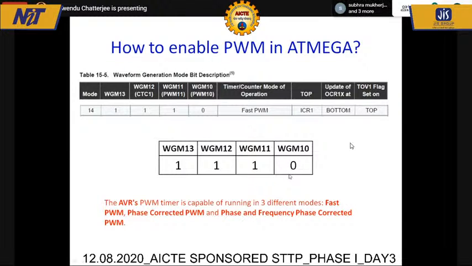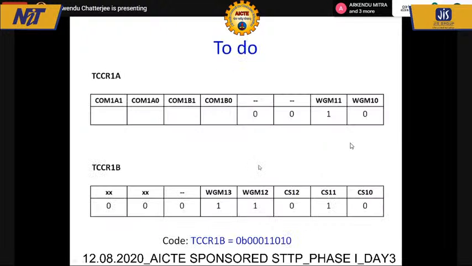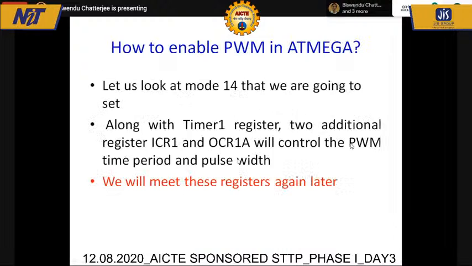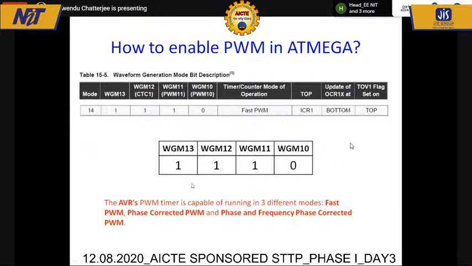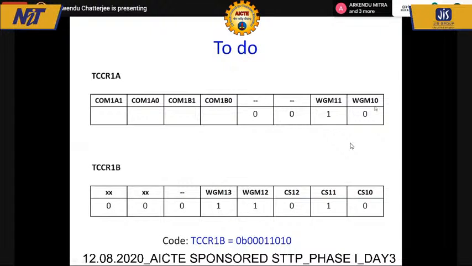So how do we give these bits? Remember, these four bits are not in the same part of the register. If you see, they are distributed across the registers. Now, look carefully. This is 1, 1, 1, 0. WGM10 is 0, WGM11 is 1, and WGM12 and WGM13 are both 1. So in your notepad, you can put these values.